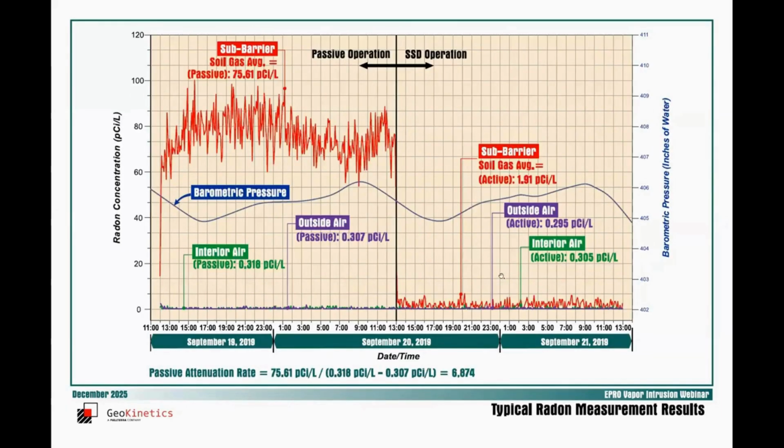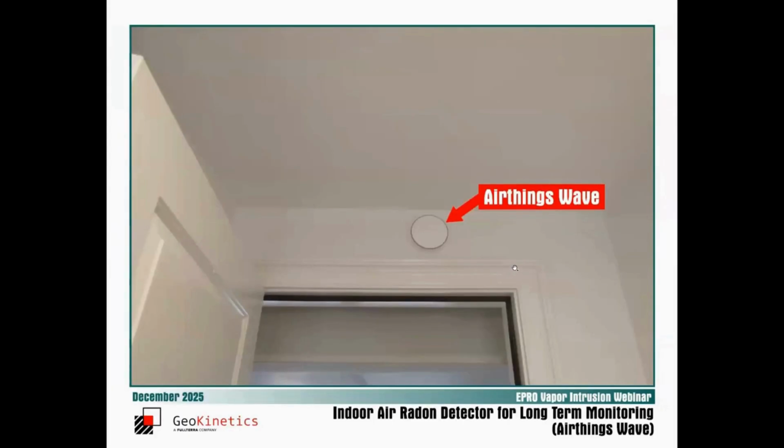This is another test result, the passive system then being turned active on the right. One of the questions we're typically asked by regulators is, okay, we can determine what the attenuation rate is at the time of construction. How do we know that's going to last? How do we know the barrier is not going to deteriorate? How do you know a homeowner's not going to jackhammer a hole in the floor slab of their home? And one of the ways to determine that, we've got a number of projects where we've installed these relatively inexpensive $200 monitors as part of the VIM system, and they will continuously detect and record radon levels.